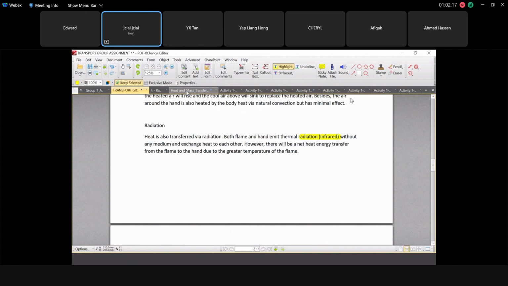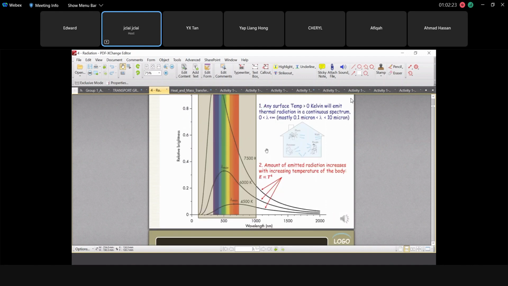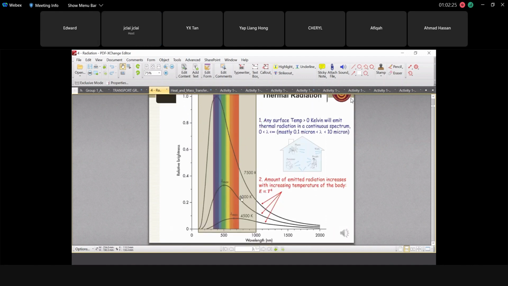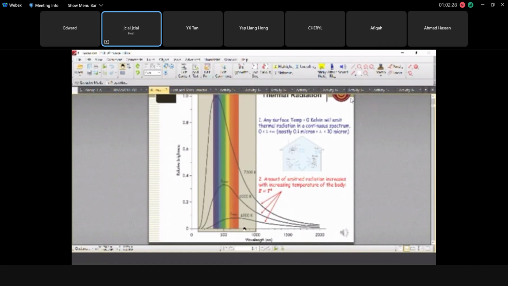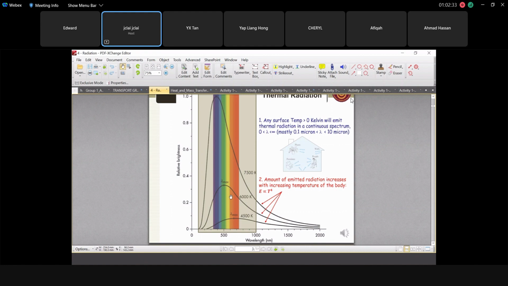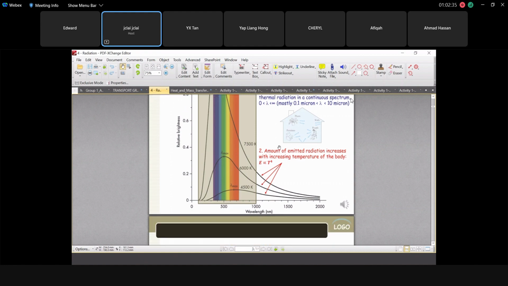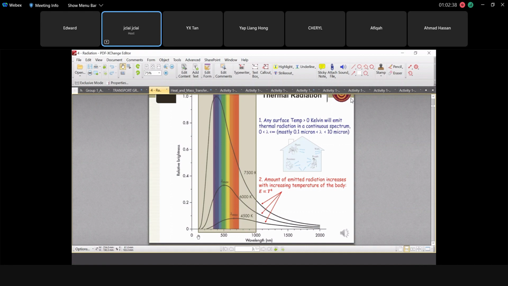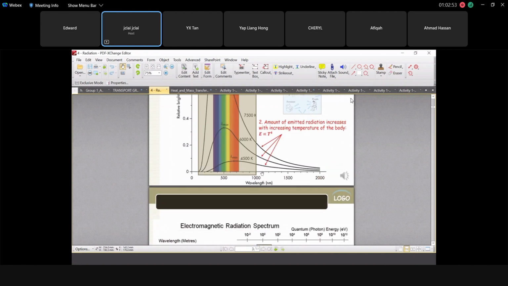Yes, doctor. And the infrared region is here, right? After the red. And here is ultraviolet. This is the visible light. So actually, thermal radiation is within the infrared, ultraviolet, and visible light regions, from 0.1 micron to 10 micron. So this is the correct one.